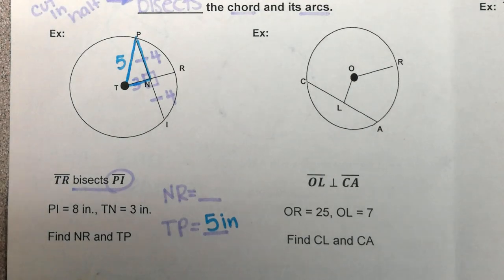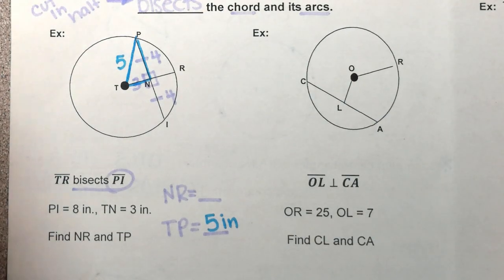What if you didn't recognize that it was a 3, 4, 5 triangle? You could do Pythagorean theorem. All right, NR is probably one of the most missed questions every year. Everybody wants to tell me it's 3. Why not? Yeah, TR is not bisected. It could be, but we don't know. But what do we know about TR?